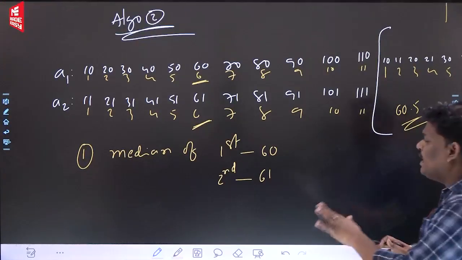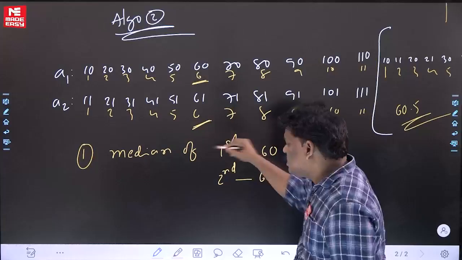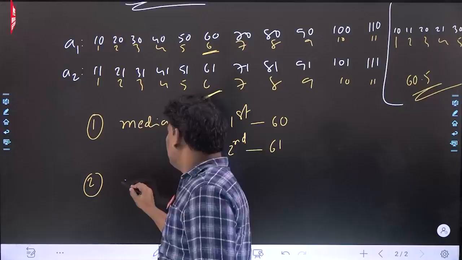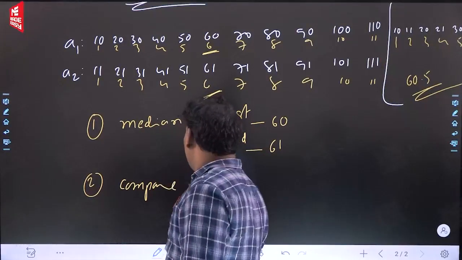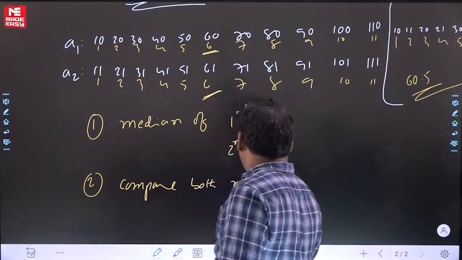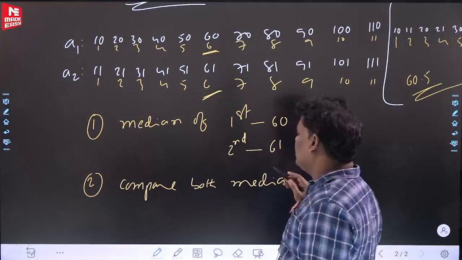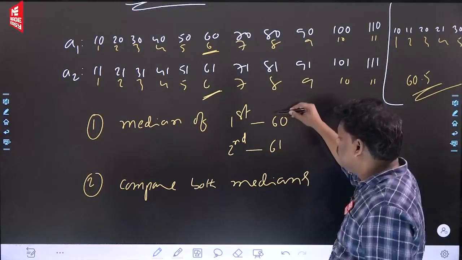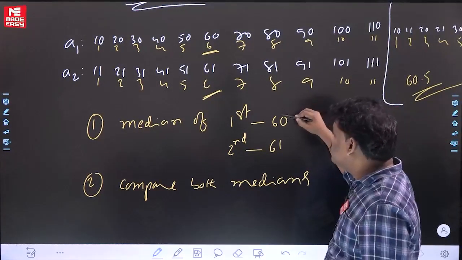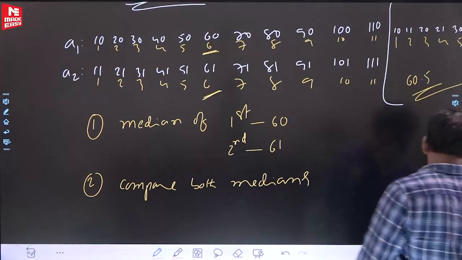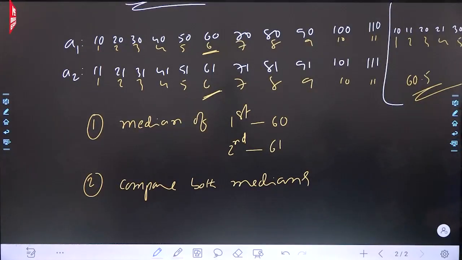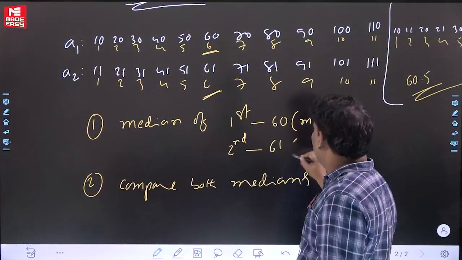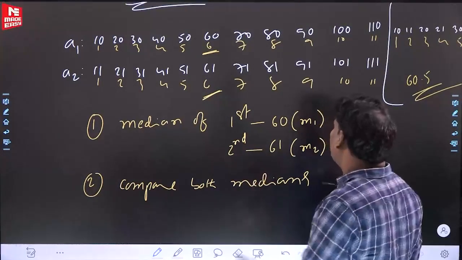After doing this, the second step is to compare both the medians. Assume that the first is median 1 and the second is median 2. Compare both of them.